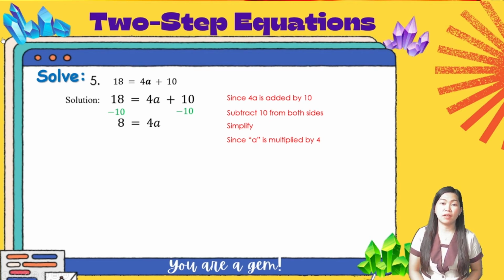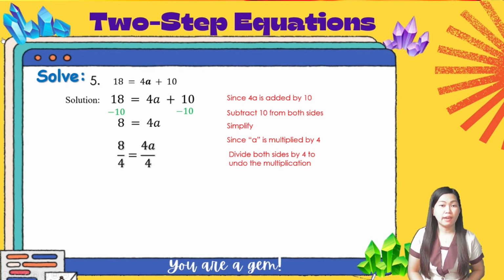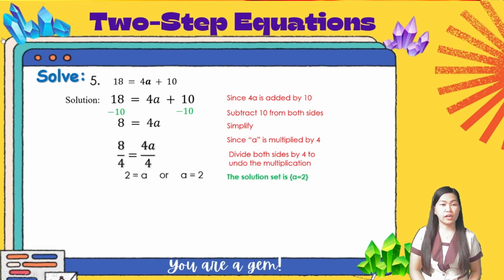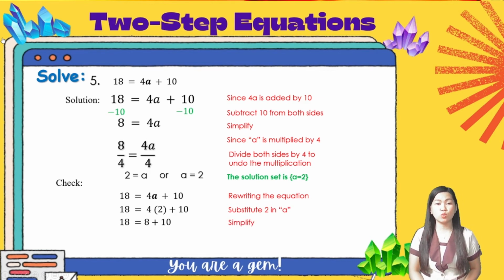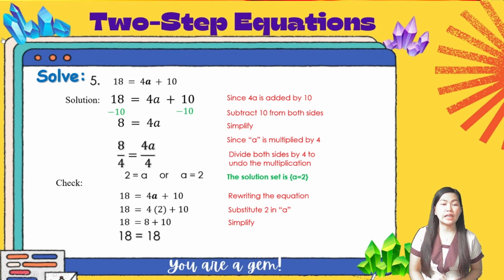Since a is multiplied by 4, the inverse operation of multiplication is division. Divide both sides by 4 to undo the multiplication. We have 8 divided by 4 is equal to 4a divided by 4. And we got 2 is equal to a, or changing the position, a is equal to 2, then the solution set is a is equal to 2. And let us check if our answer is correct by rewriting the equation first and then substituting the value of a to the equation. We have 18 is equal to 4 times 2 plus 10, is equal to 18 is equal to 8 plus 10, or 18 is equal to 18, which means our equation is true.